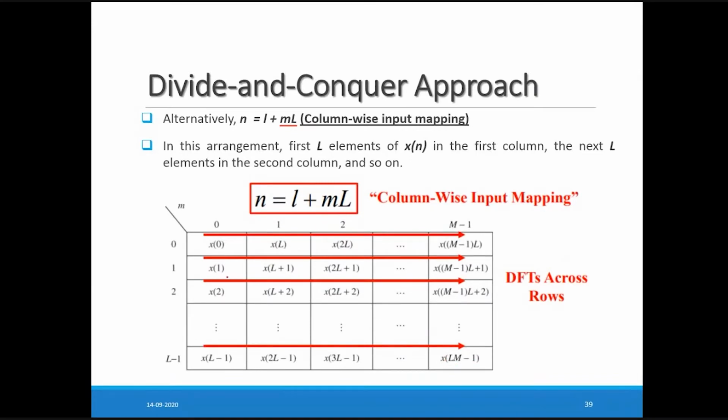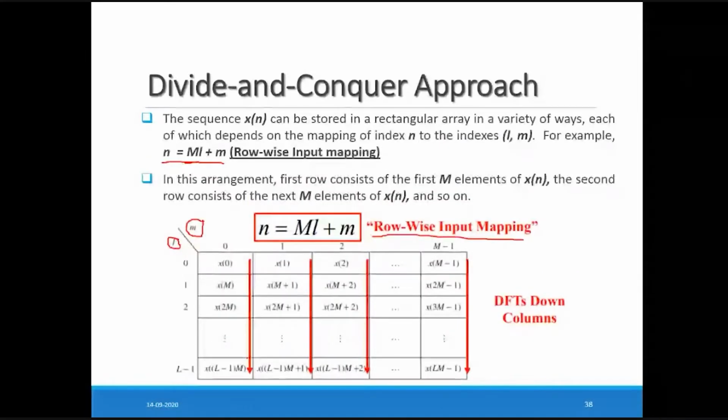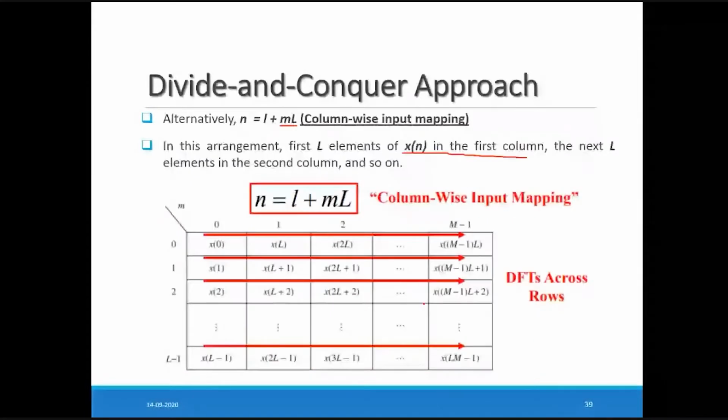So this is how you can represent your x of n, your input sequence, in a column-wise input mapping. So n is equal to L plus mL. Whatever right arrows are shown over here show the DFTs across the rows. So here we are doing row-wise input mapping and taking the DFTs column-wise. Here we are taking the column-wise input mapping, but we will take the DFTs across rows.